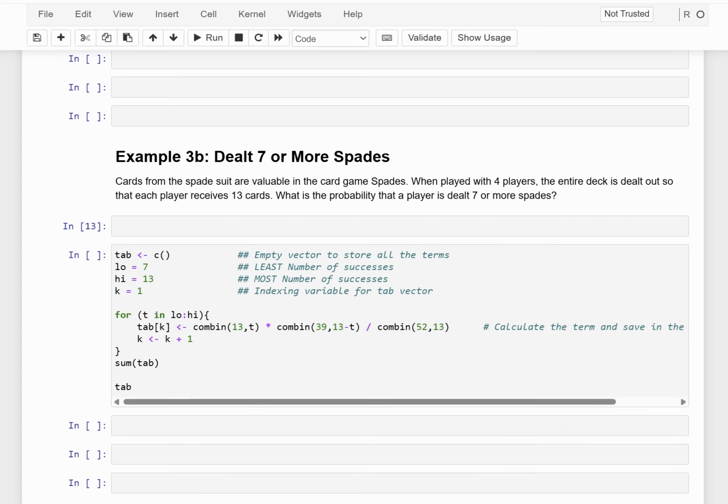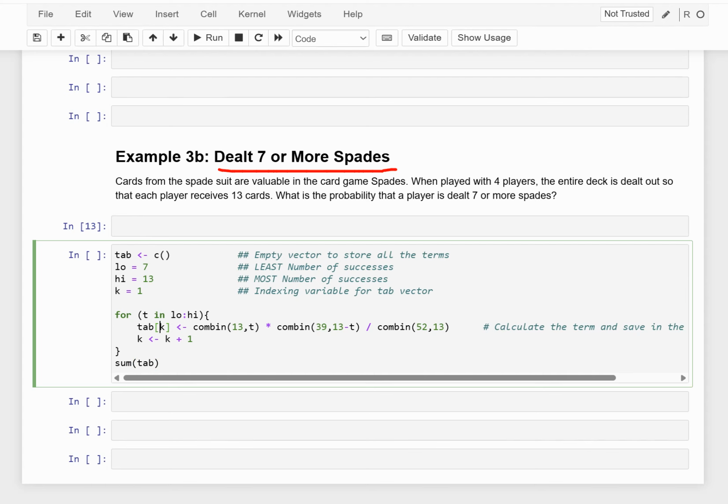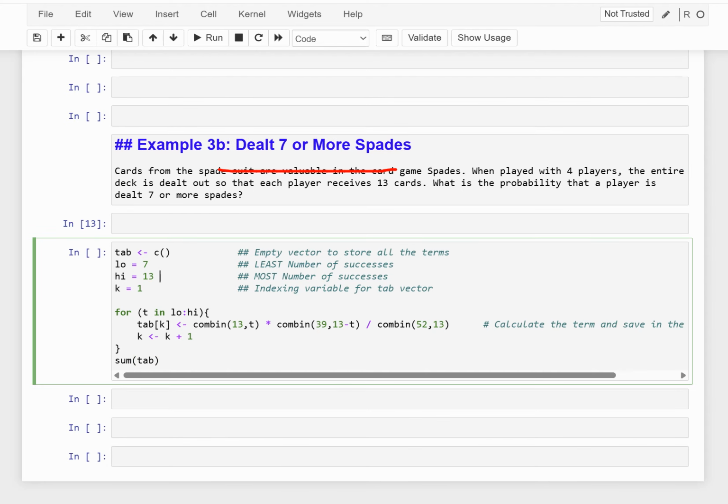Okay, and then what happens? Oh, we're dealt 7 or more spades. What's the probability of being dealt 7 or more spades? Okay. Well, for the moment, let's start here. And what do we do? We do a for loop. And as we saw before, we'll use tab as our collection vector. It tabulates. We're going to store the probability of 7 spades, the probability of exactly 8 spades, the probability of exactly 9 spades. We're going to go through the for loop and calculate all of those things, store them in the tab or tabulation vector, and then we're going to sum them up after the for loop has finished running.